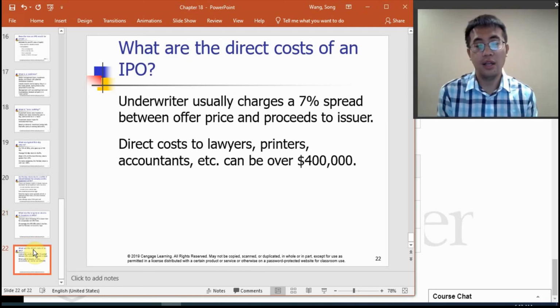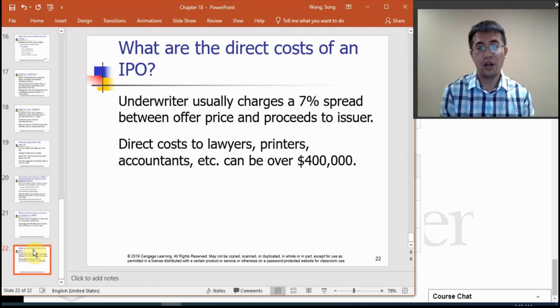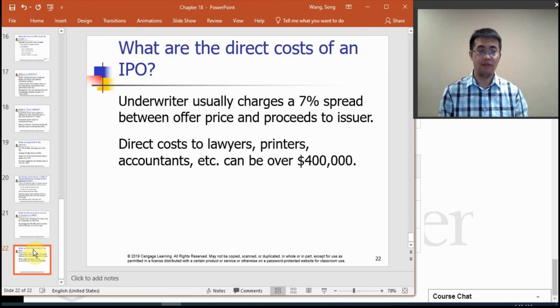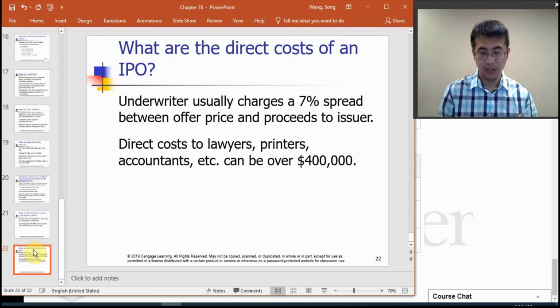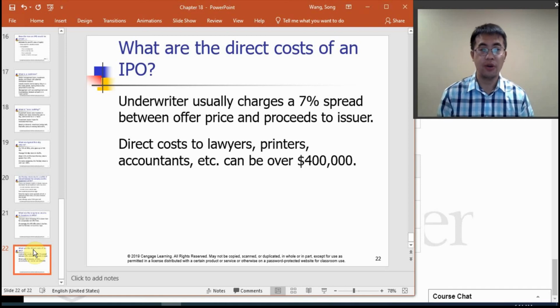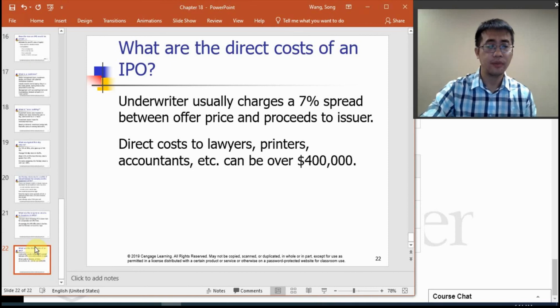And who are the underwriters? As I said, those are investment banks, and they take care of the security underwriting process, and they charge a 7% underwriting fee as commission. This is the fee charged in percentage, or the flotation cost, as we mentioned in a previous chapter. There are also direct costs paid to the lawyers, security printers, and accountants, and it can go as high as 400,000.